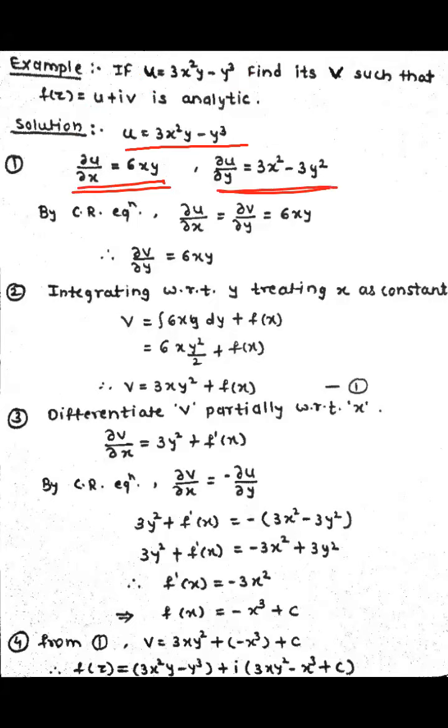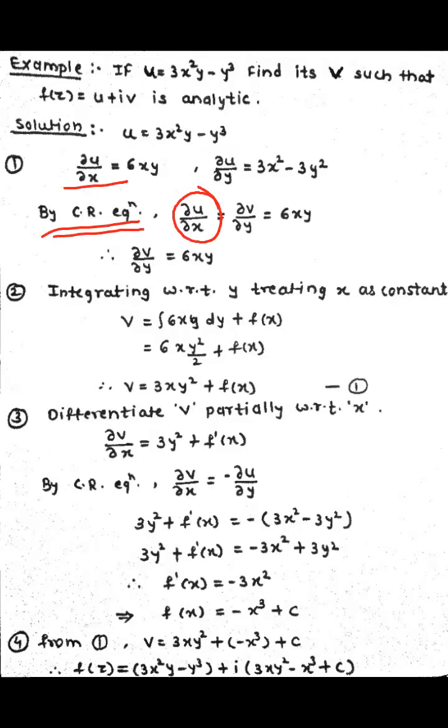Now, after knowing the u function, the next step is to find the derivatives. So here we obtain ∂u/∂x is 6xy and ∂u/∂y is 3x² − 3y². Now, with the help of the CR equation, we can compare ∂u/∂x with ∂v/∂y, and its value is 6xy here. So we obtain ∂v/∂y equal to 6xy.